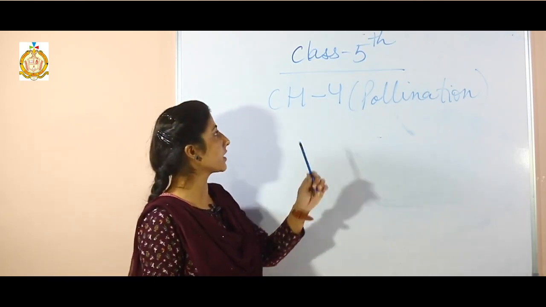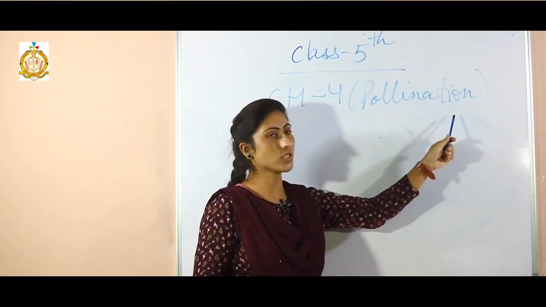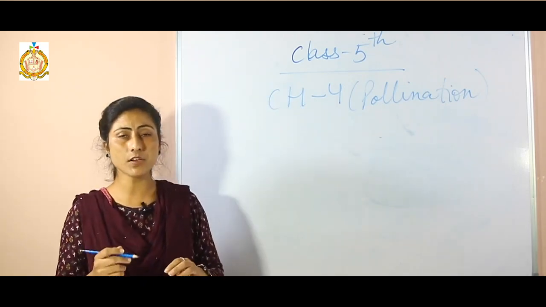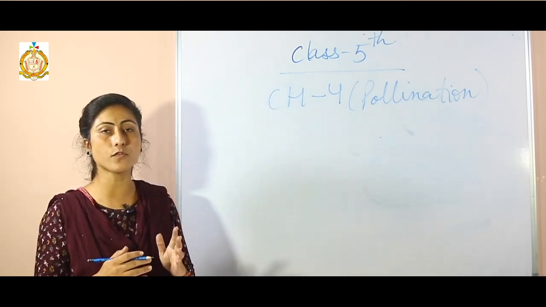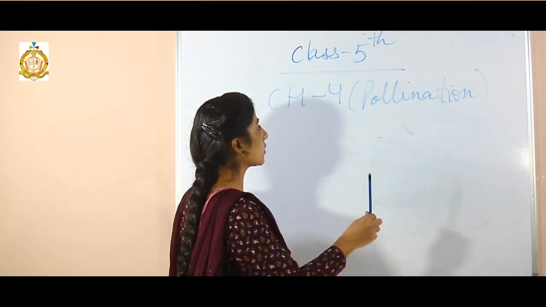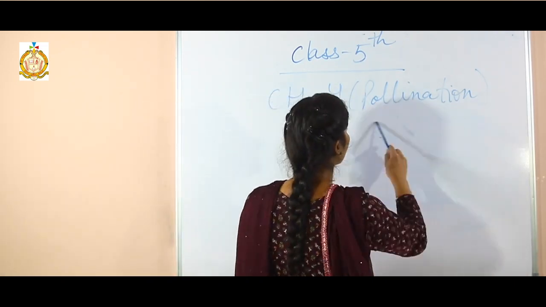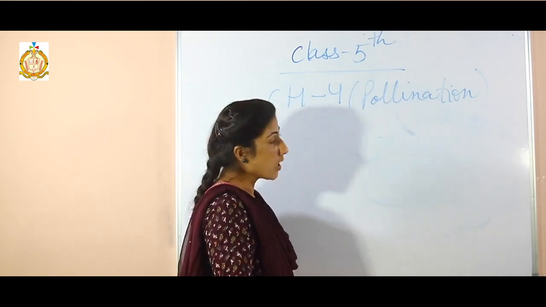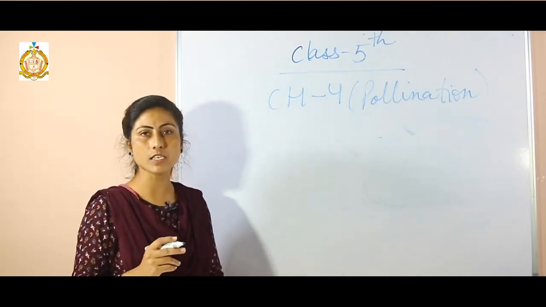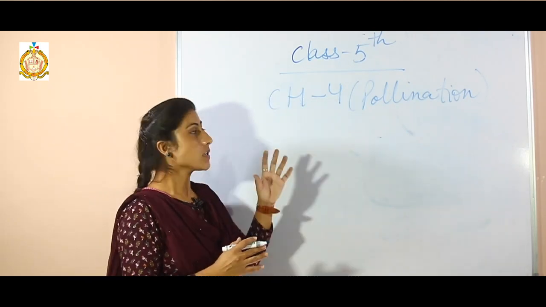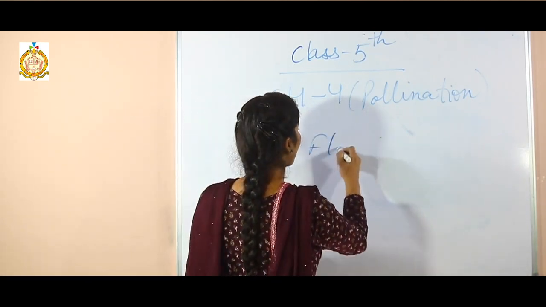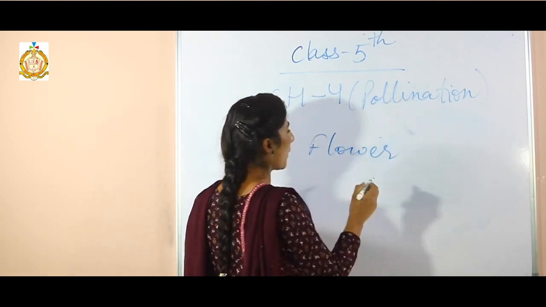Today we will start chapter number 4, pollination. Like other living beings, plants also produce more of their own kind by the process of reproduction. And the reproduction process is done by pollination in plants. So, pollination is actually the transfer of pollen grains from anther to stigma of the flower. So, flower is the reproductive organ in plants.